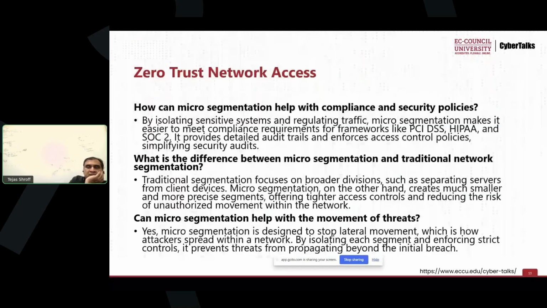How can microsegmentation help with compliance and security policies? Microsegmentation makes it easier to meet compliance requirements for frameworks like PCI DSS, HIPAA, SOC 2. Because of microsegmentation, you are able to provide detailed audit trails. You know if a particular access control happened, where did that happen? Because now you have each of those devices as a part of your segmented things.